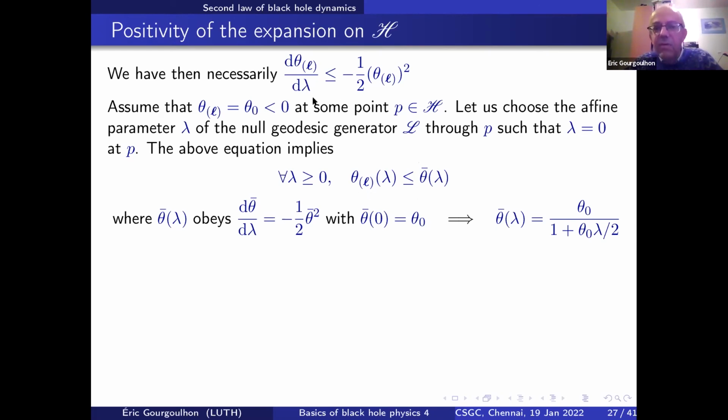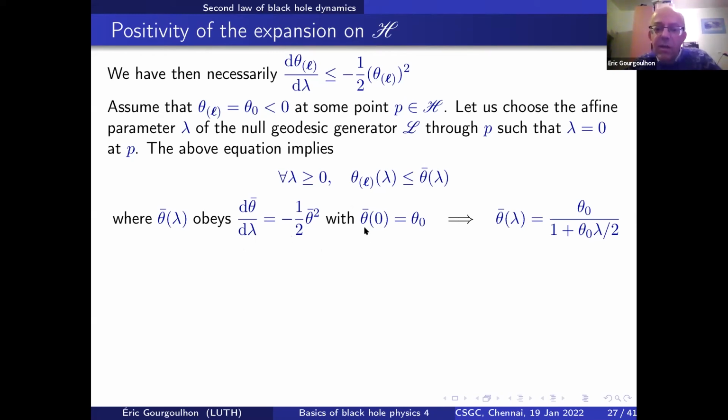Because the derivative is negative, for all subsequent values of lambda, theta has to be smaller than a function theta bar, and theta bar obeys this equation where you have equality here. Okay, this follows from this. And here, if I have equality, I'm introducing this function theta bar because this is a differential equation that I can solve.